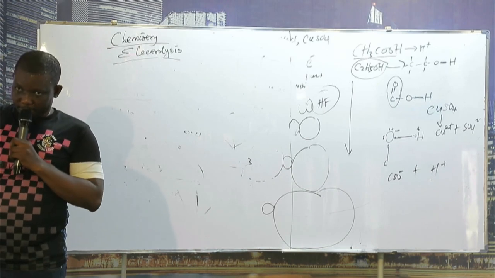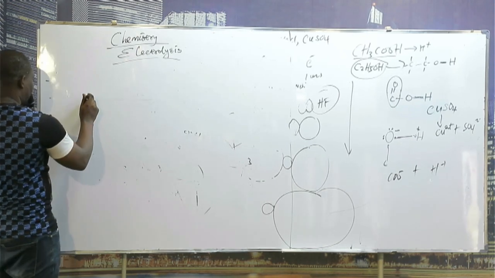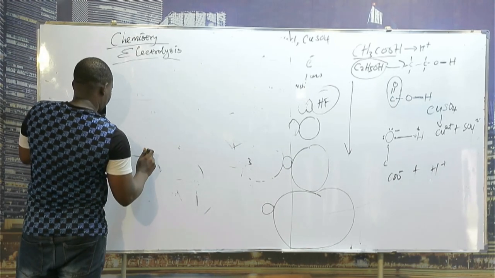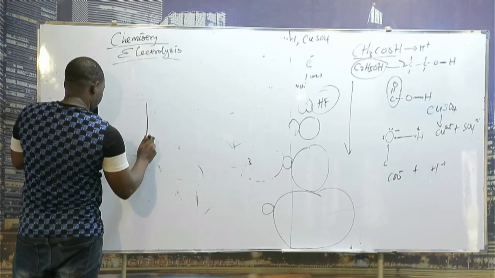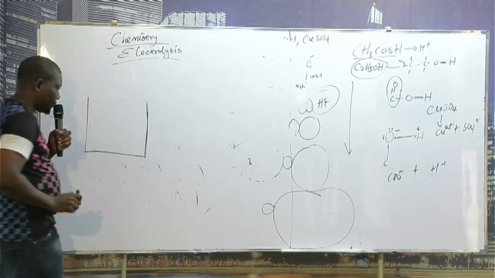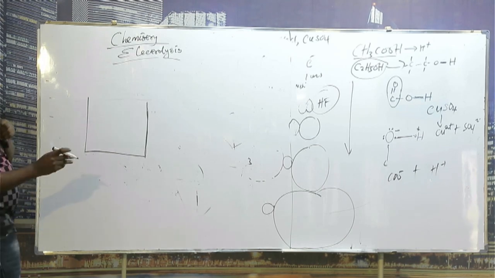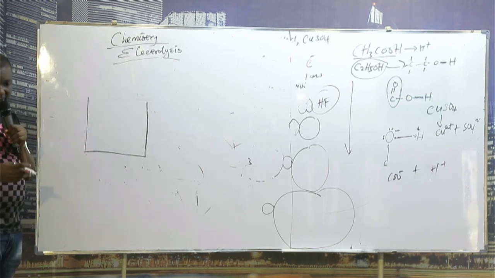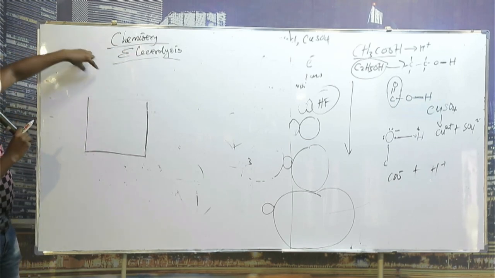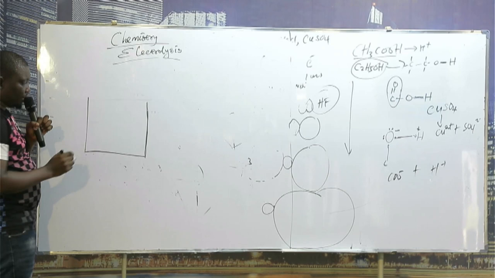And then the cell. Let's look at the cell. This is the beaker. If you are drawing, you have to make a space on top of it. The space is for the battery. Make the space, because if you are drawing without this space, I don't think you are going to complete your own.